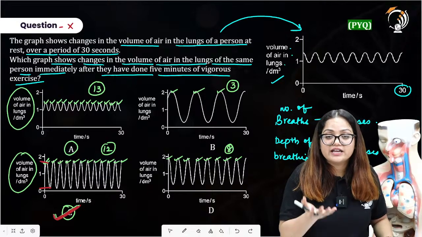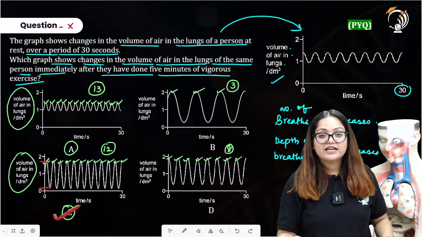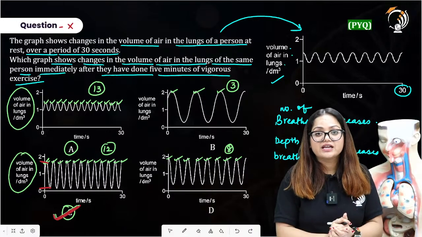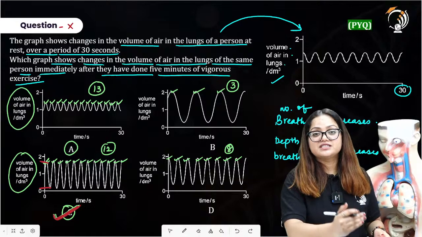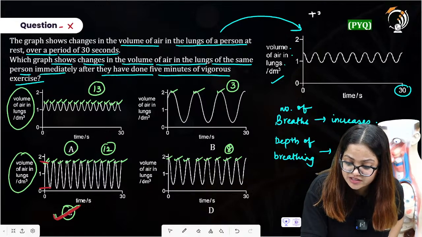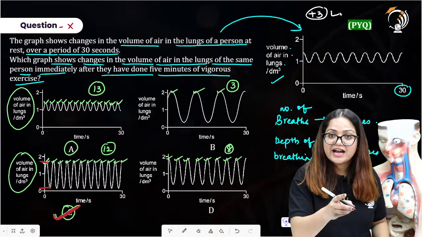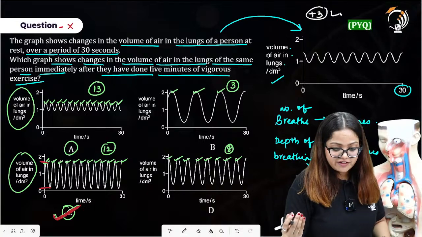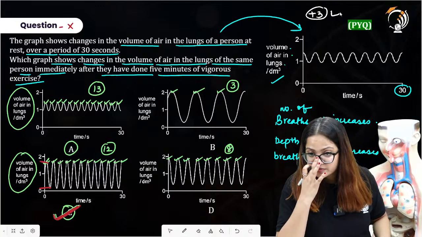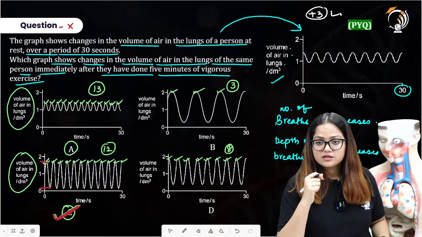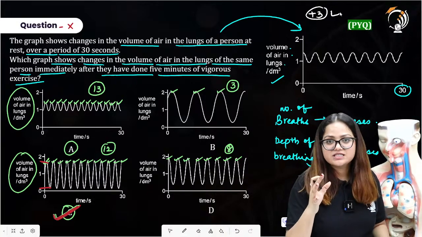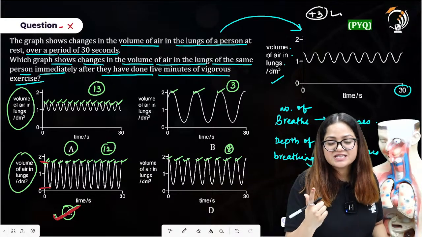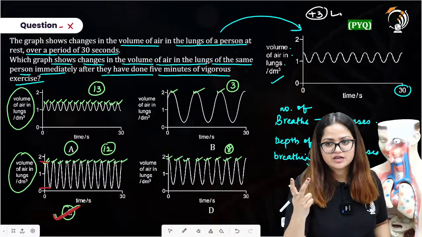Now, how can you tell that an additional 3 liters of air is getting into consideration when we are performing vigorous exercise? Because the volume of air has increased, also by an additional 3 liters. And you can represent that by this particular graph that is present in option C. I hope I have made this clear to you, Joshita. Don't get confused. Apply the concept directly here. The volume of air increases, the number of breaths also increases. Understood?